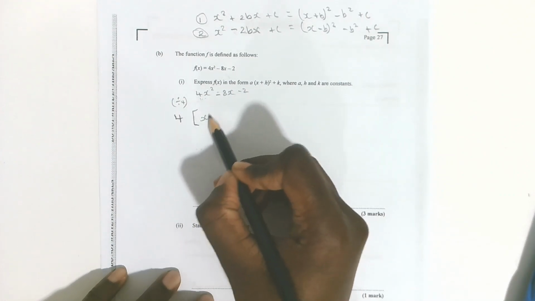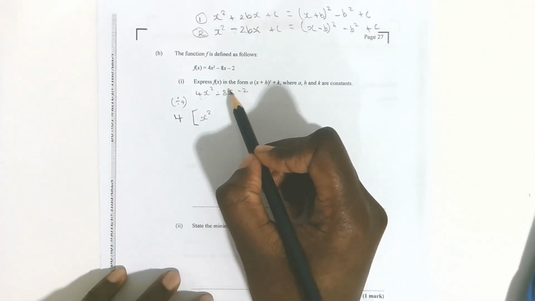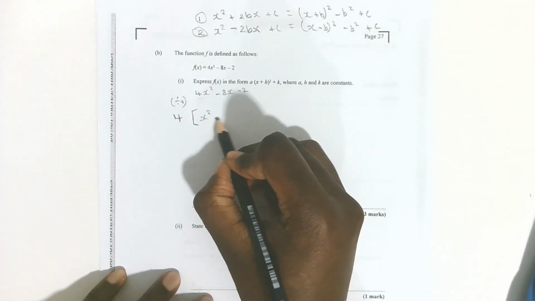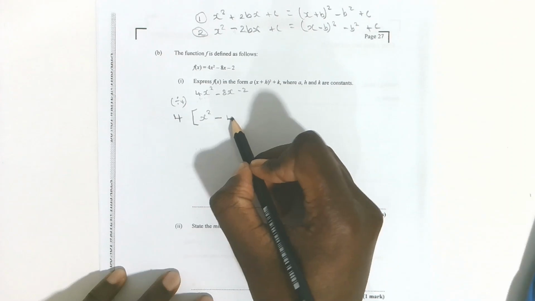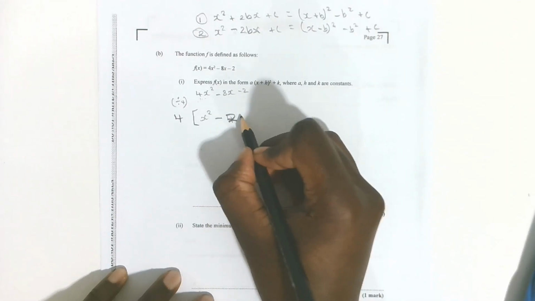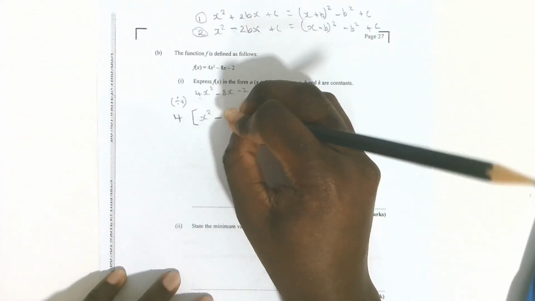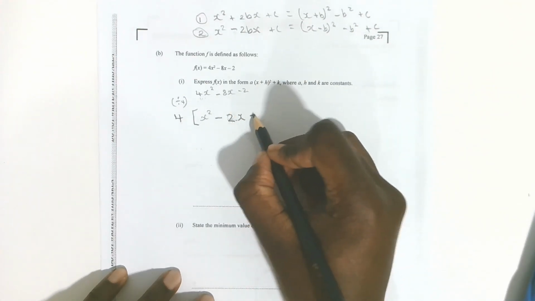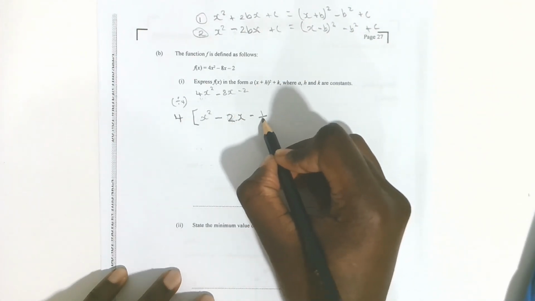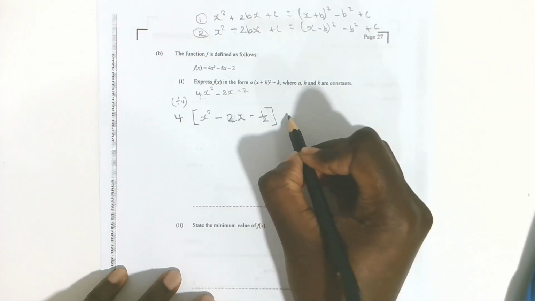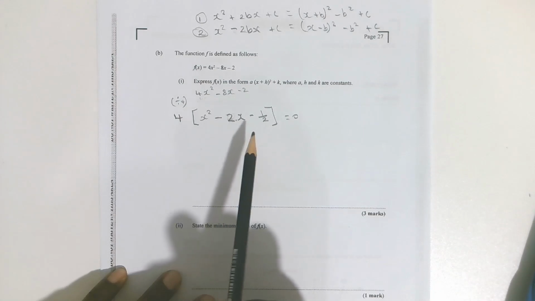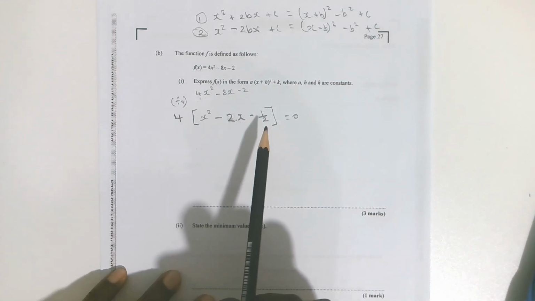That gives us x squared minus 2x, sorry, and then minus a half. So this is our new equation, x squared minus 2x minus half.